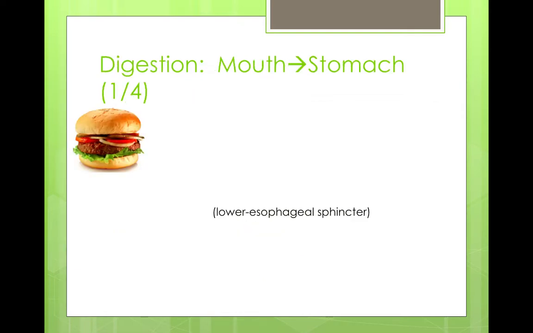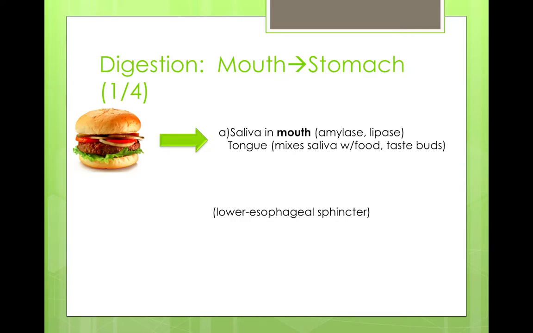So now that we know the object of digestion, that the object is to break food into smaller, usable components, let's take a look at the digestion of a very common food, which is a hamburger, from start to finish. So the first stop is the mouth, where a bit of the burger is chewed.